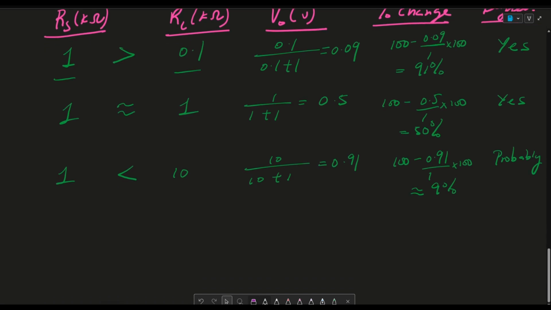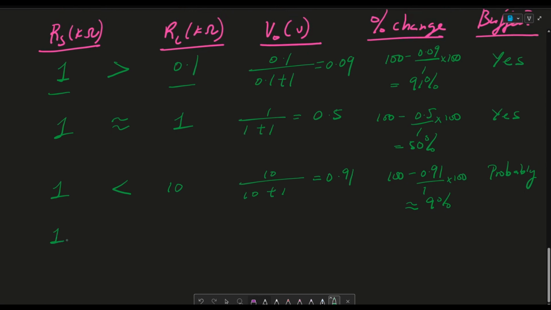So then let's increase this even more and say that RS is 1, which is a lot smaller than, let's say, RL of 100K. So again, you would get 100 over 100 plus 1. This gives you 0.99. This is 100 minus 0.99 over 1 times 100, which is around 1%. And again, there's no signal loss here, so you probably wouldn't use a buffer.